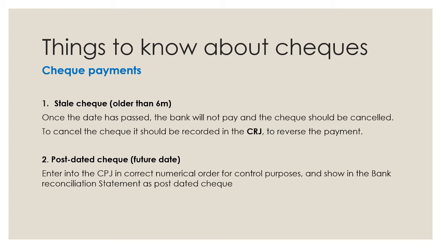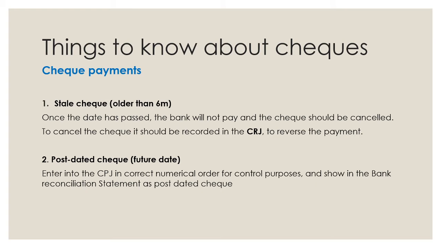So number one is a stale check. It is older than 6 months. So once the date has passed, the bank will not pay the check should it be cancelled. So say for instance, I go to Zayan and I say, Zayan, I want to buy something from you. I'm going to pay with a check. So now I paid Zayan with a check. Now for some reason, Zayan forgot about the check. He still has 6 months, okay, in which he can go and deposit my check into his bank account.